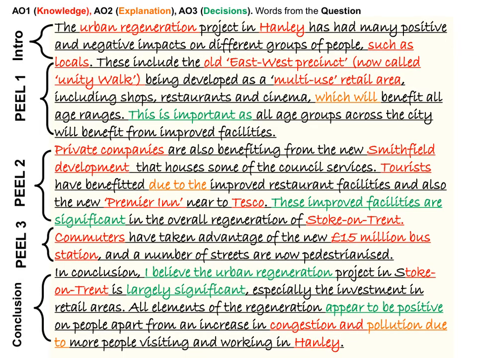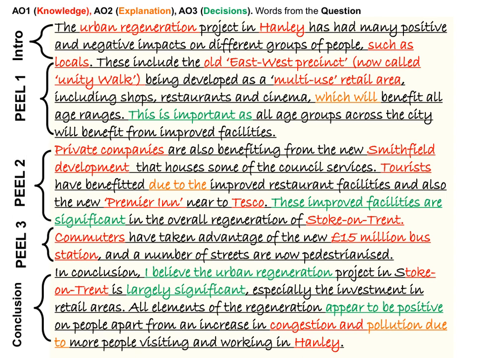Here's a sample answer, and you can see the AO1, AO2 and AO3. AO1 is in red, AO2 is in orange, AO3 is in green. Down the left hand side you can see the different paragraphs. So the introduction, peel 1, 2 and 3. You could just do 2 if you wanted to. And also significantly at the end you've got the conclusion.